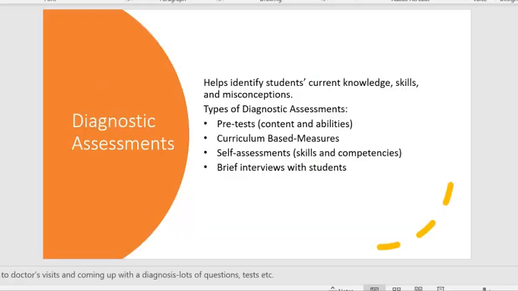Let's talk briefly about diagnostic assessments. These help to identify students' current knowledge, skills, and misconceptions. Some types of diagnostic assessments include pre-tests on content and abilities, curriculum-based measures, self-assessments looking at skills and competencies, and brief interviews with students. So this is basically trying to get an idea of where the student is at currently with their skills, as well as any misconceptions that they may have about the skill.